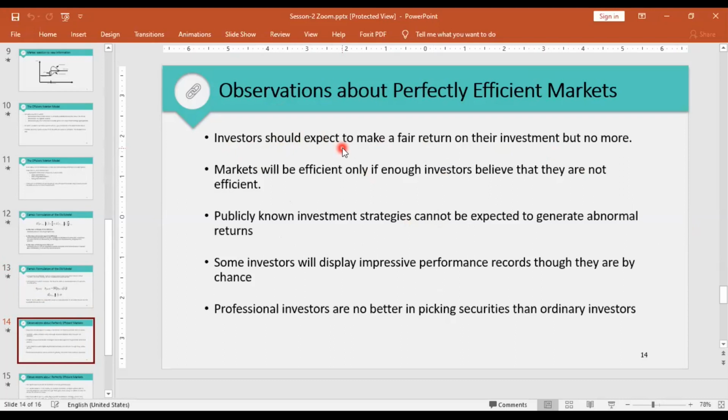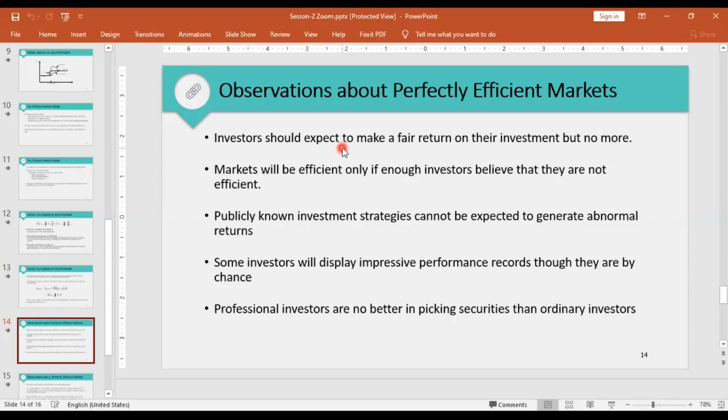And the second one, market will be efficient only if enough investors believe that they are not efficient. Because if there are inefficient securities, mispriced assets, the investors will react to those assets, and ultimately the market will become efficient.